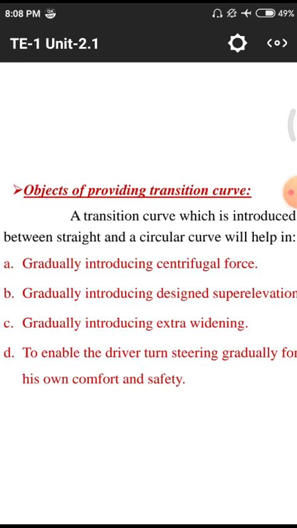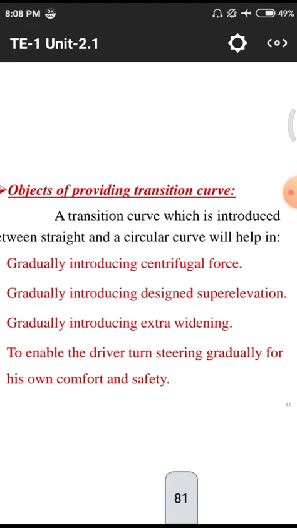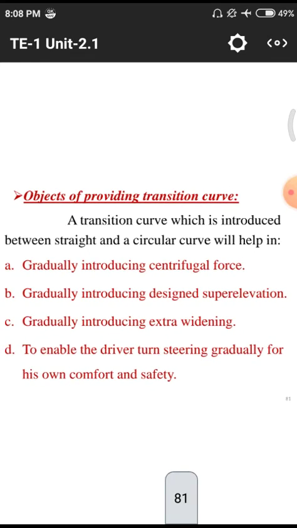What are the objectives? For every work there may be a few objectives. What are the objectives for these horizontal transition curves? A transition curve, which will be introduced between the straight and circular curve, will help in.